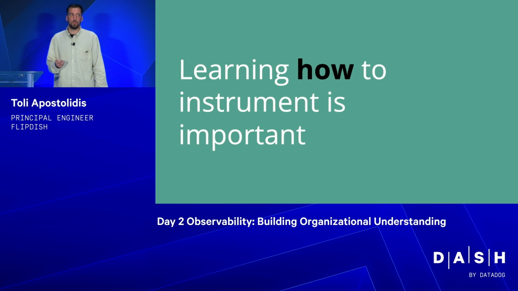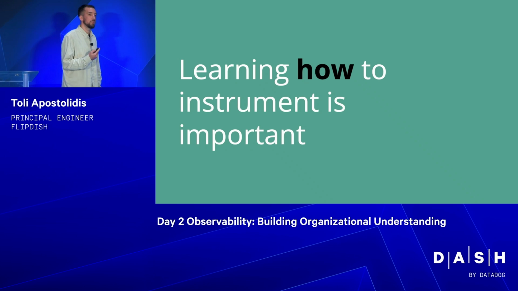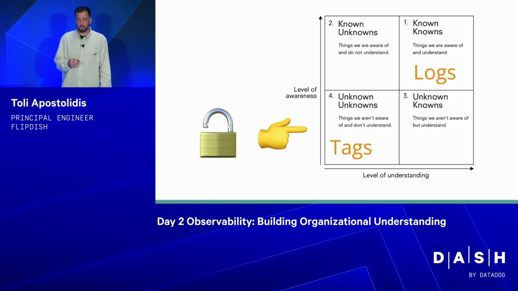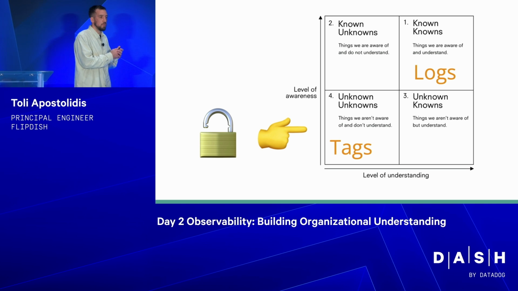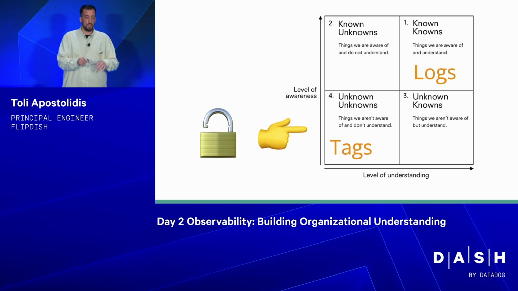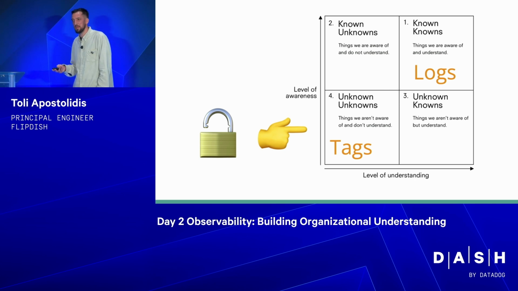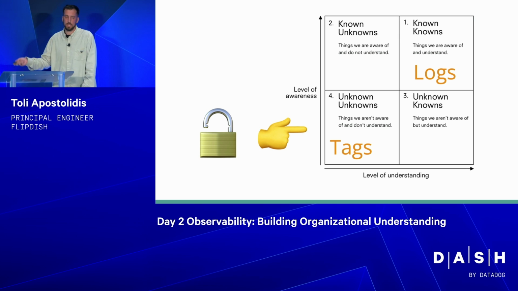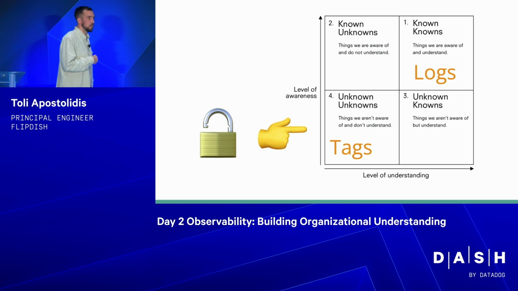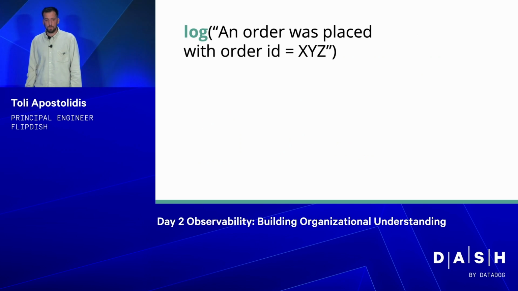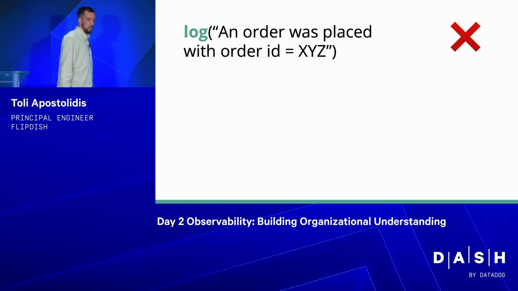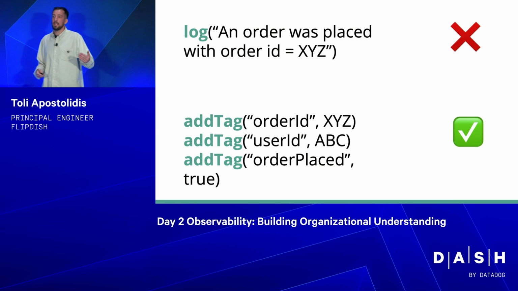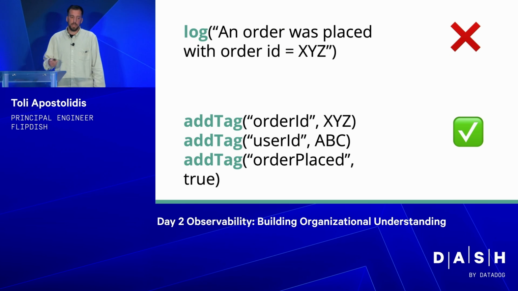So this is your developers in your organization. They need to learn how to instrument like they know how to write tests. A lot of developers know how to do logs, but logs in this kind of diagram are probably more akin to the known knowns. You write the log, you send it to Datadog. Whereas with tags, you enable these unknown unknowns. Here's an example. With a log, you can say an order was placed with order ID XYZ. But a better way to do it is to add these tags that you saw in the earlier example: order ID, user ID, order placed.